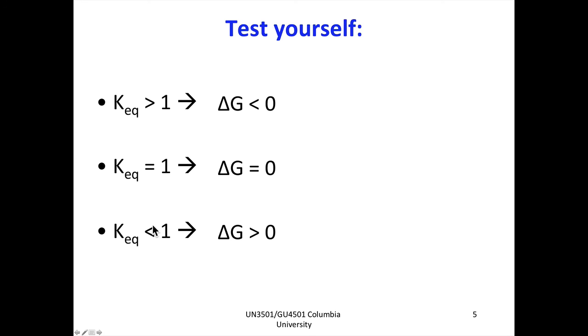An equilibrium constant less than 1 is an unfavorable reaction. It favors starting material over product, and so the delta G would be positive for that reaction, because we're going uphill. We'd have to put free energy into such a reaction to make it occur.